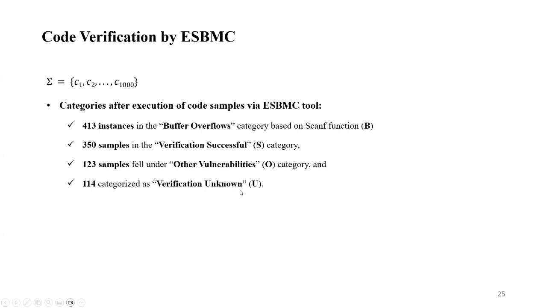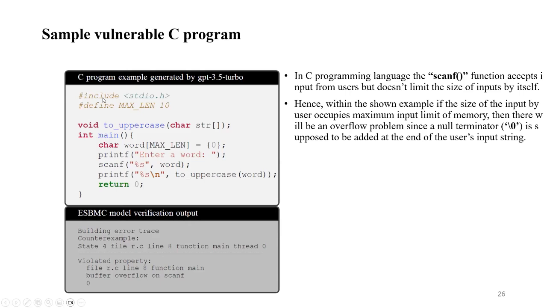114 are in the category of verification unknown. In the case of verification unknown, if you refer to the paper, they consider 10 seconds as the maximum limit of their verification process. If any program exceeds this 10 second verification limit, they skip it. So a particular program with a verification process of more than 10 seconds will be considered verification unknown. In this case, here is a sample vulnerable C program. If you see here, the scanf line is the seriously vulnerable line.